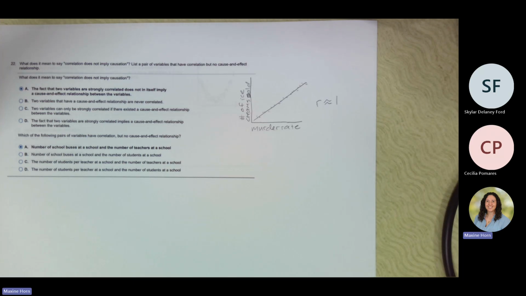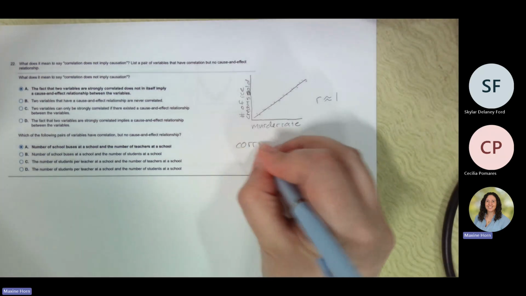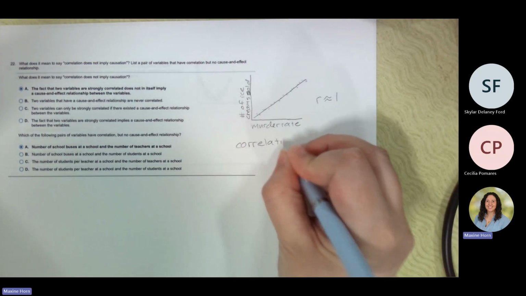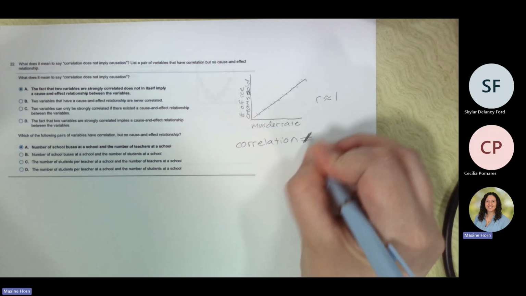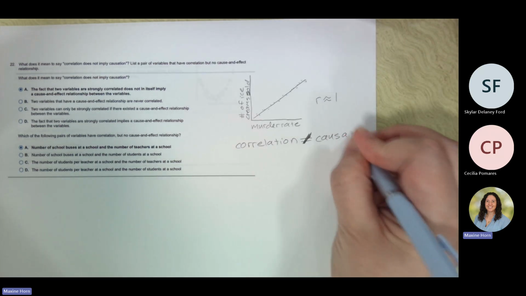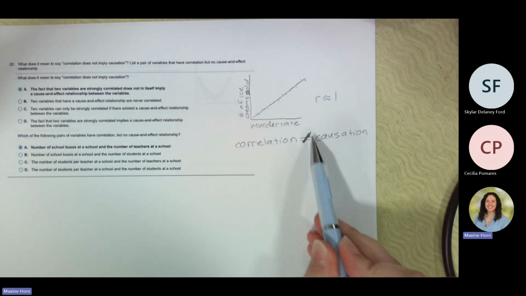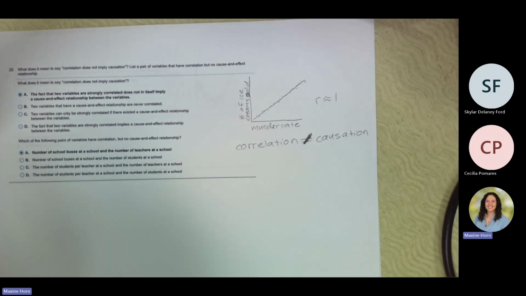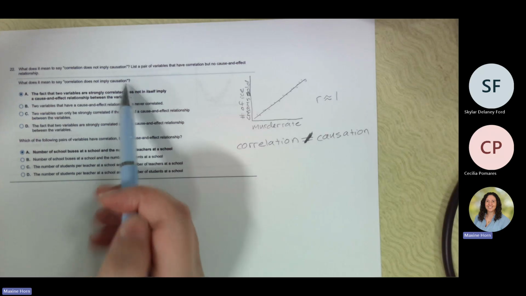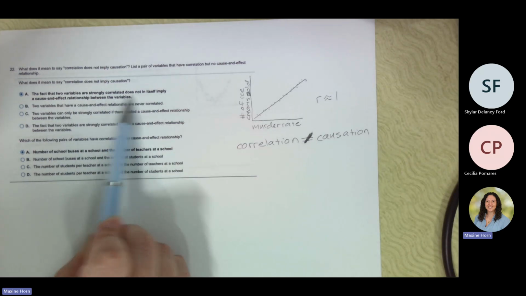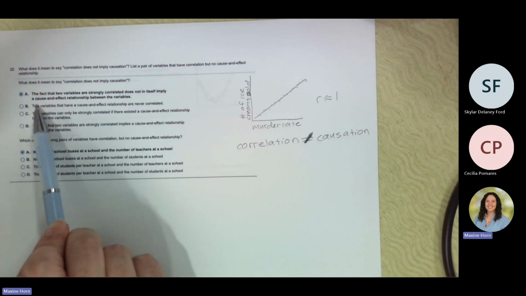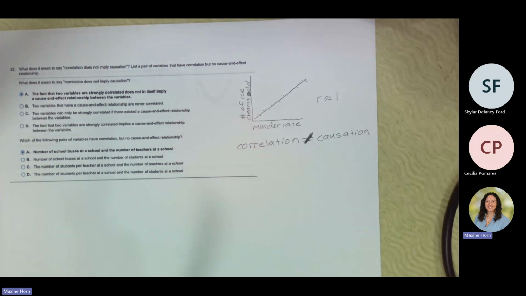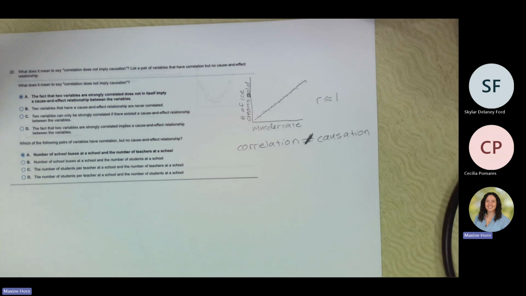Okay, so correlation. Remember, if you take nothing else away from a research class, it's that correlation is not equal to causation. Just because there's a correlation does not mean that one thing is causing the other. Okay. All right. Rant over. Okay, so what does it mean to say correlation does not imply causation? The fact that two variables are strongly correlated does not in itself imply a cause and effect relationship between the variables. Okay.